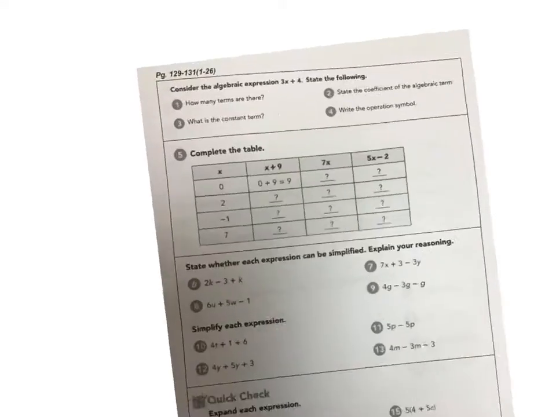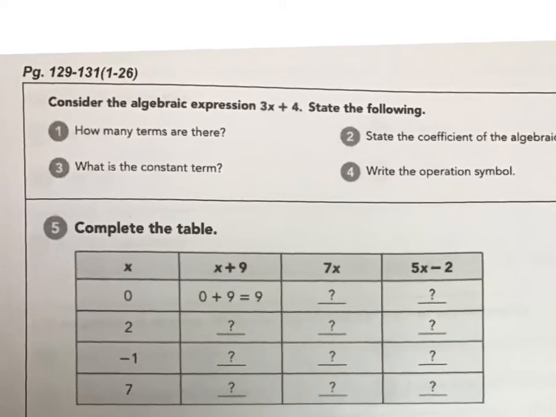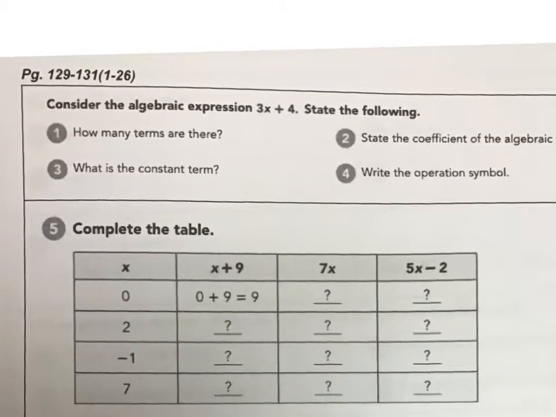Page 129. Okay, here we go. Number 1, consider the algebraic expression 3x plus 4 and state the following. How many terms are there? Well, there's 1 and 2. 2 terms. The coefficient. Remember, co means with. You're with something. It's the number that's with the variable. So the number that's with the variable right here is 3.